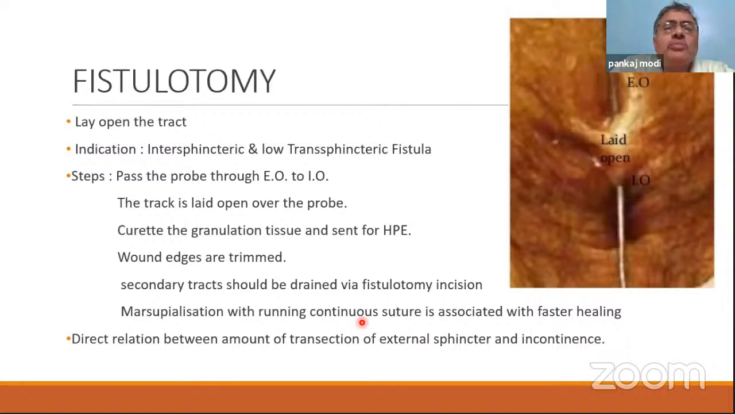In a small fistulotomy, it doesn't make much difference. But the basic thing is that in fistulectomy, we also cut the skin, so usually the skin flap does not fall on its own. But in fistulotomy, the skin flaps are normal. So that is the problem. You should keep it in mind.